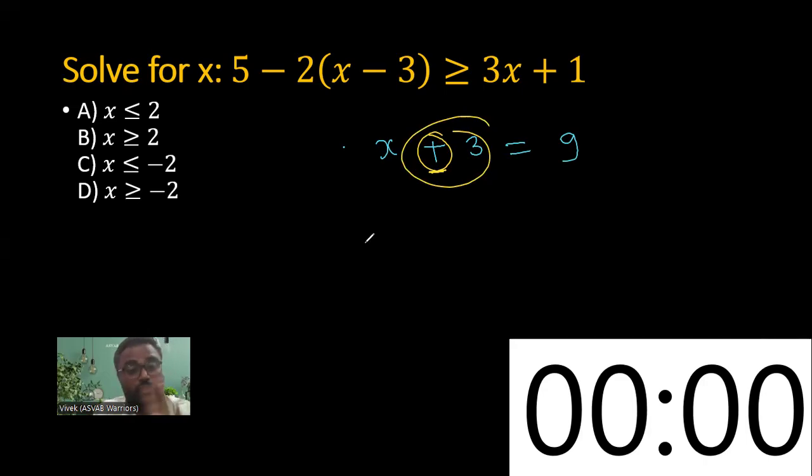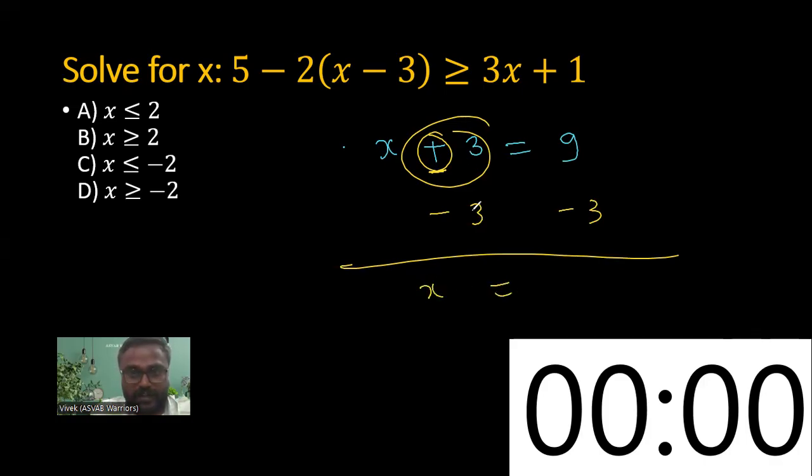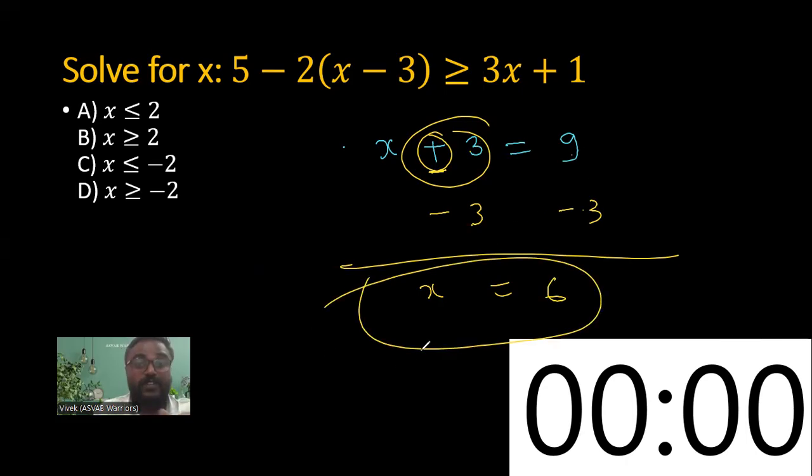If it is subtraction, you need to add. Inverse of addition is subtraction. Inverse of subtraction is addition. Inverse of multiplication is division. And inverse of division is multiplication. So with that knowledge, if there is a plus, I'm going to subtract the same number from both sides. Remember, you need to do the same operation on both sides. So x is equal to, 3 minus 3 is 0, so I will not write it, 9 minus 3 is 6.